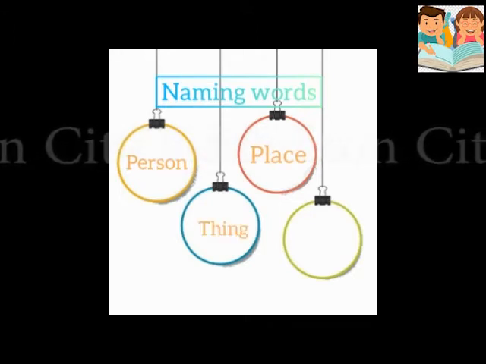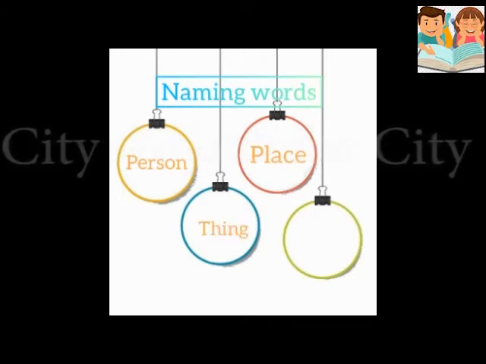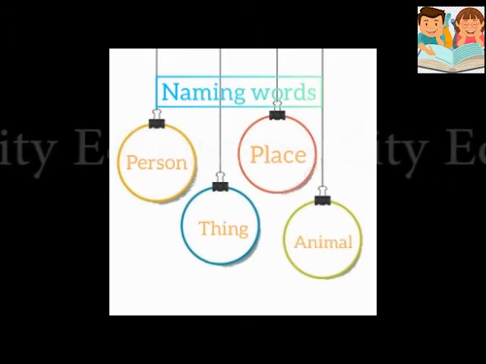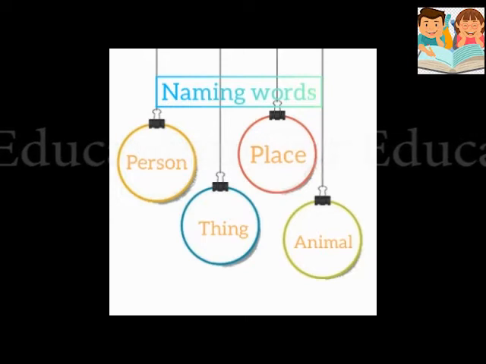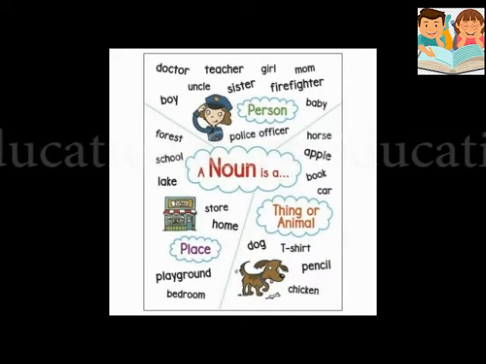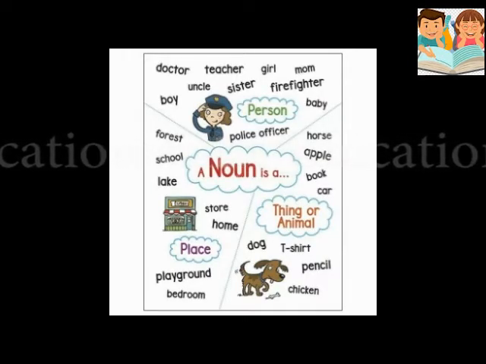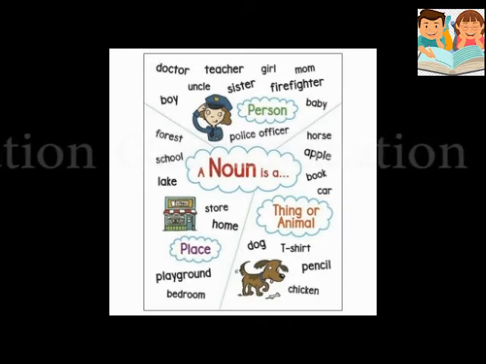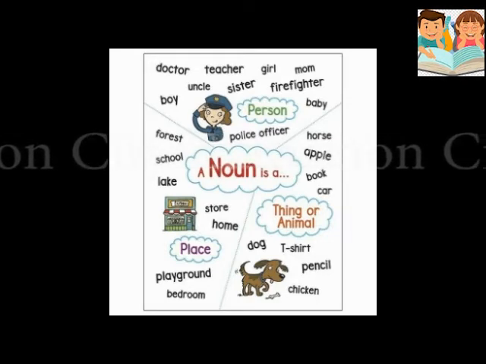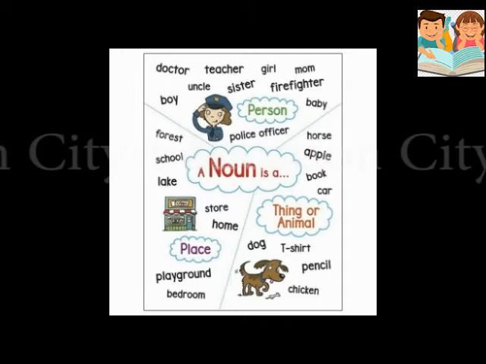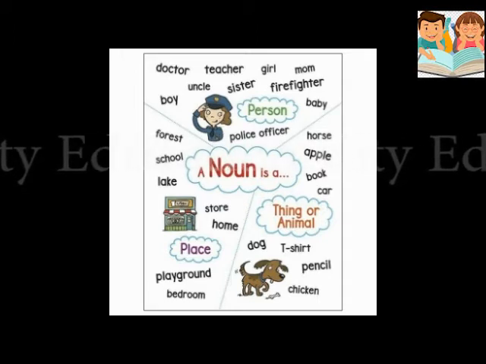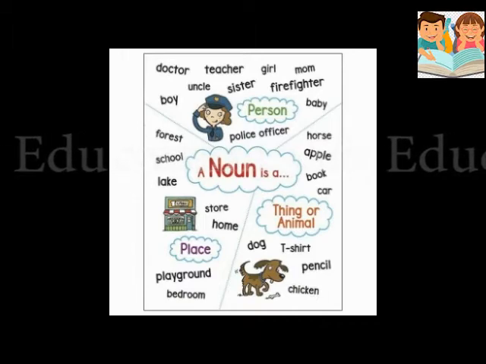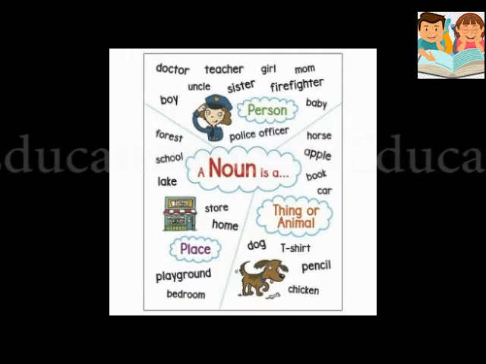So the names of a person, place, thing or animal are naming words. So what do we call the naming words? Yes, we call them nouns. So a noun is the name of a person, a place, a thing or an animal.